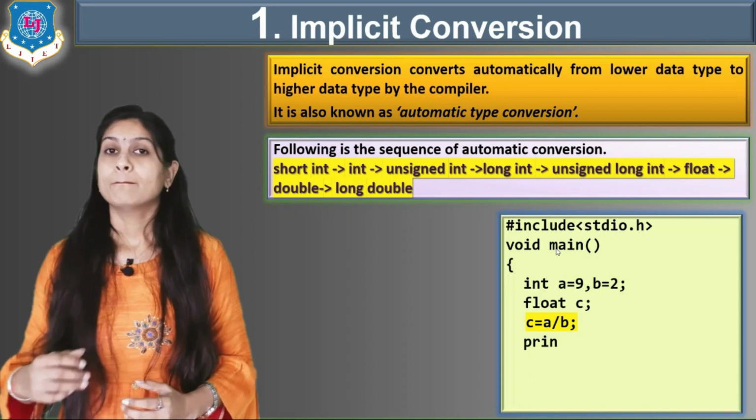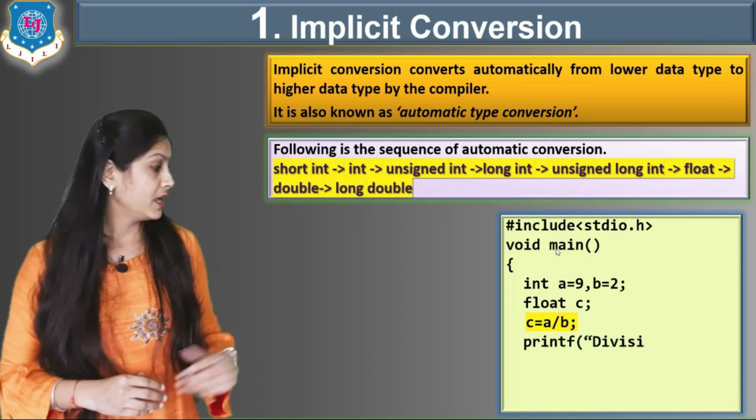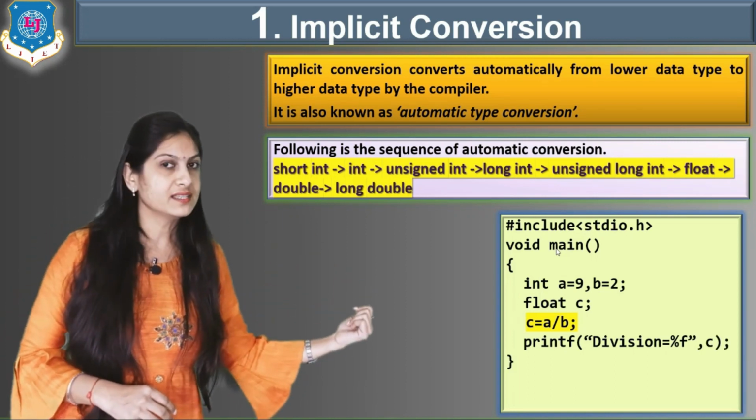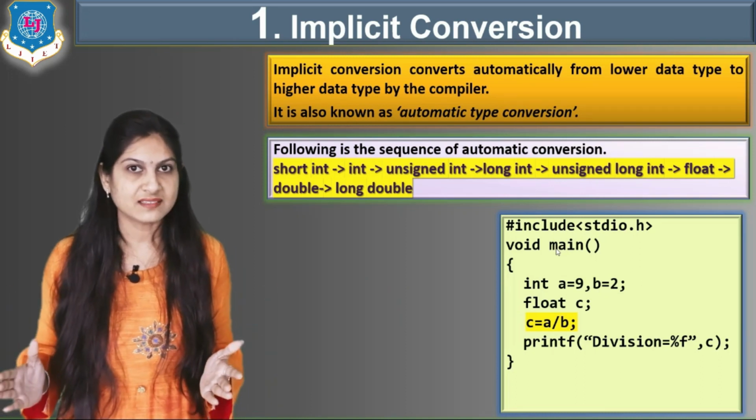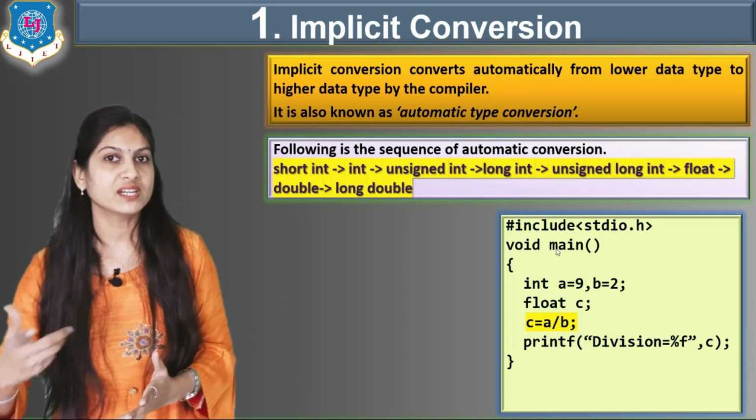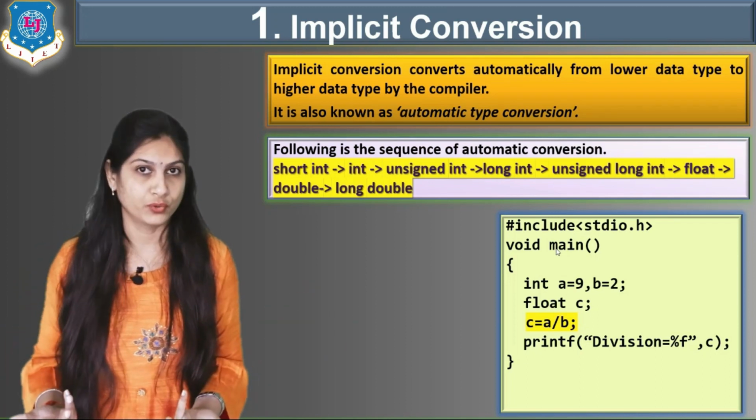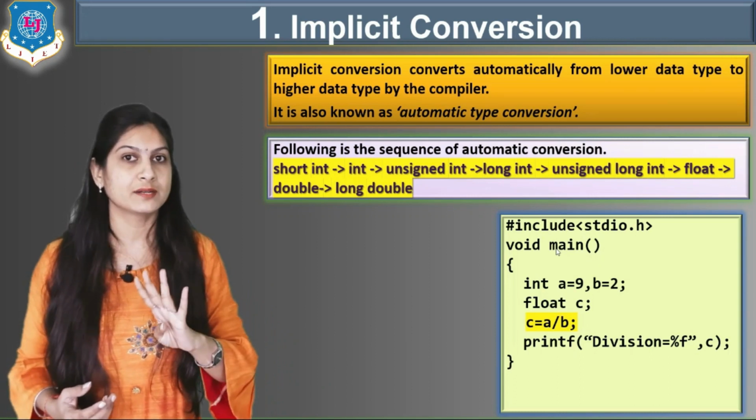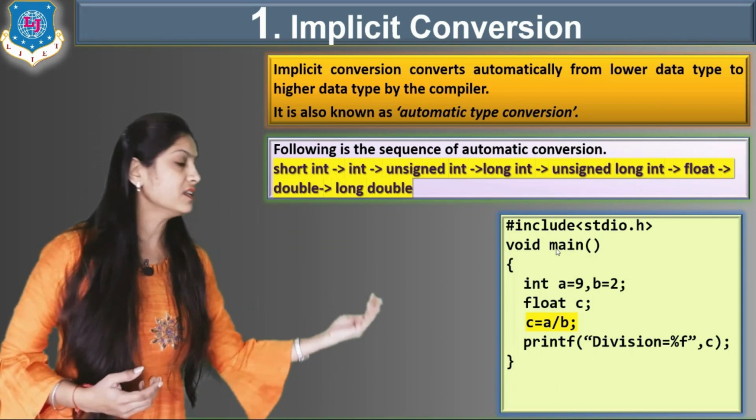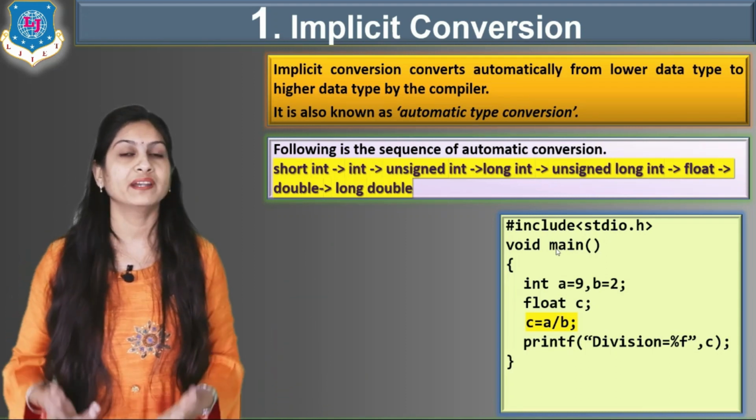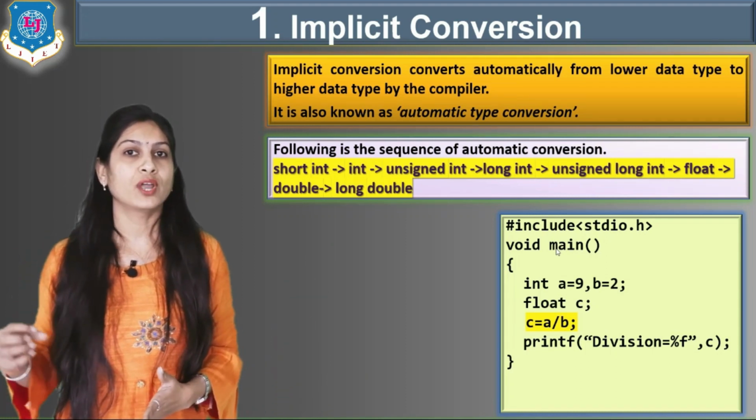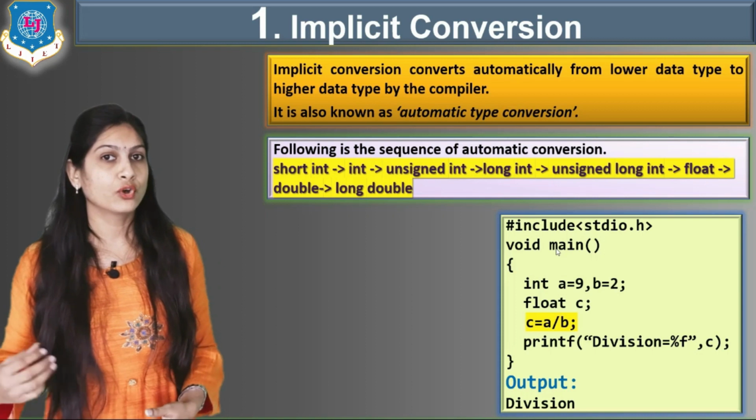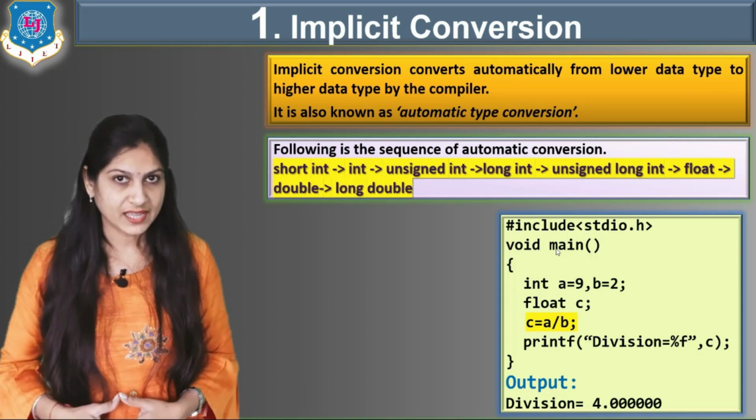That is very simple. But what is the problem in this case? When you are applying implicit conversion, a is integer and b is also integer, so the final answer is in integer form, and that is converted into float because our output is a float. So 9 divided by 2, the answer is 4 because it is the integer part, not the float part. And then when you convert it into a float, what happens? It simply puts 0 0 0 after the point. So our output is: the division equals 4.000000. But is it a correct output?